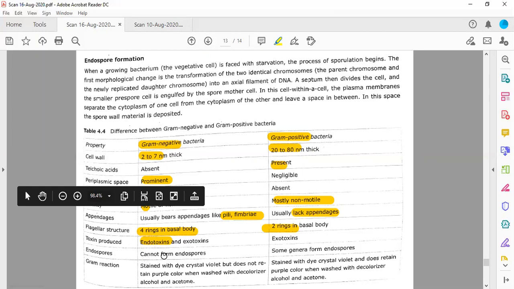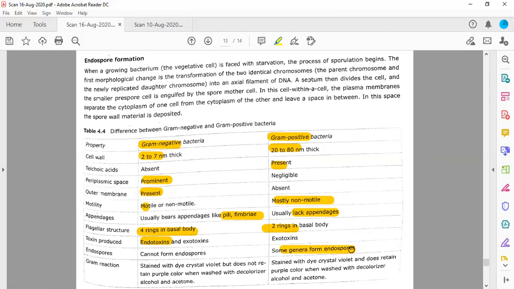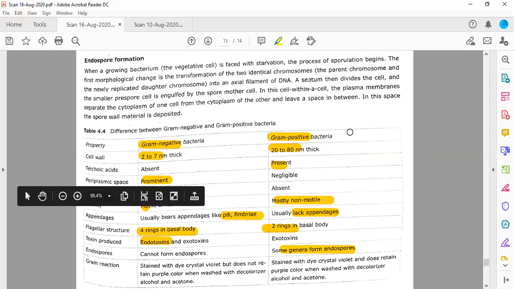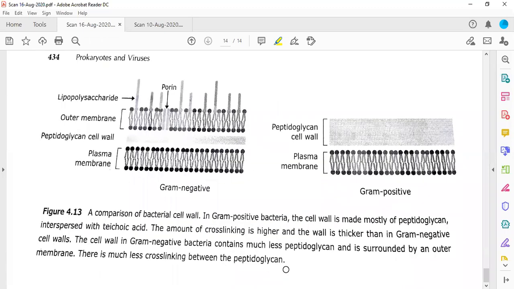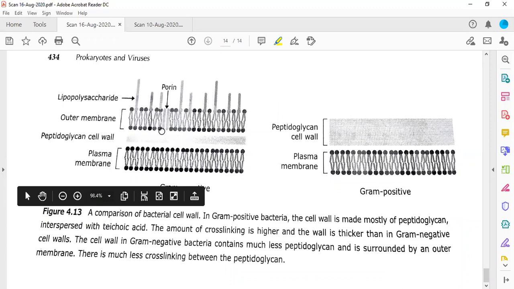Endospores: gram-negative bacteria cannot form endospores, but some genera of gram-positive bacteria like Bacillus and Clostridium generally make endospores. Gram-negative bacteria will not retain the crystal violet dye, therefore they do not retain the purple color, and when counterstained with safranin, they give a pink or red color. Gram-positive bacteria are violet in nature because they are stained with crystal violet, so they are seen as purple color under the microscope. And we have discussed their differences in their membrane.